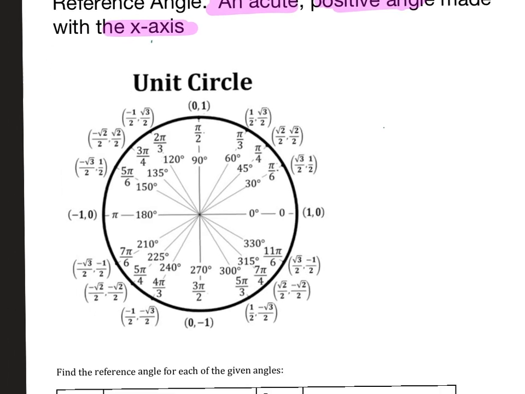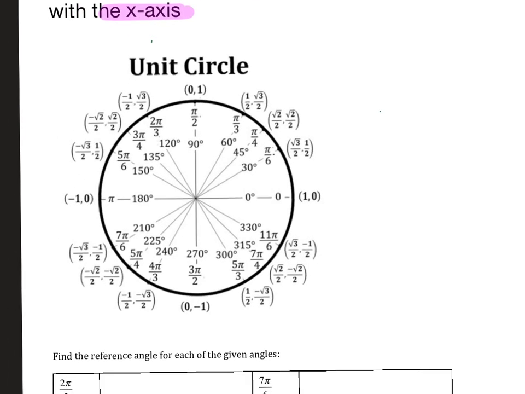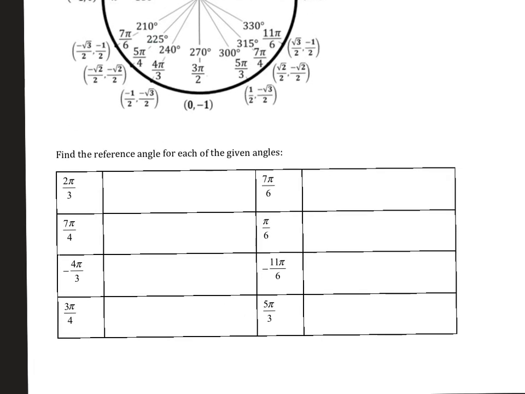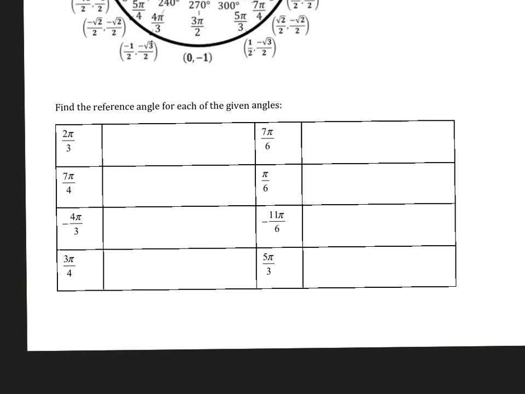You've definitely seen the unit circle before, right? I hope you still have one printed out and nearby. But you'll be seeing me draw on this thing, okay? So here we go. What we're gonna try to do is find the reference angles for each of these given angles. So I'm gonna do them one at a time. So let's start with this one, the 2 pi over 3, okay?